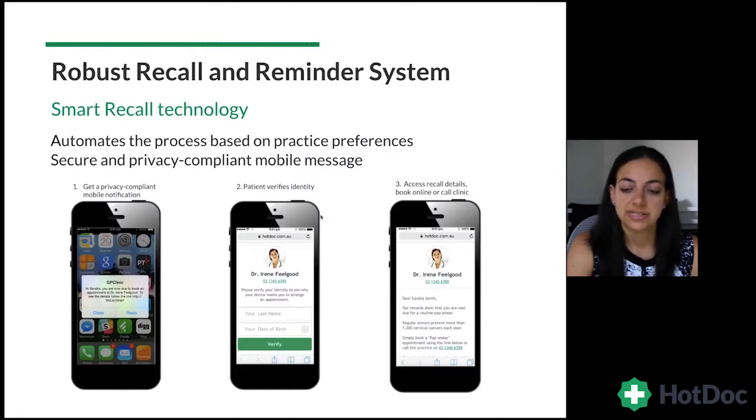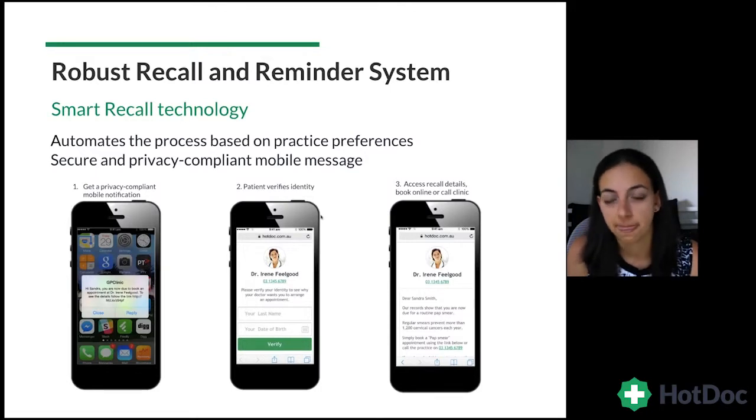What it also means is that we've been able to create patient-friendly templates with wording that again highlights the benefits of attending for some of these initiatives. So why is it important? Why do you want to attend? As opposed to just saying, hey, you're due for this, and leaving it at that.